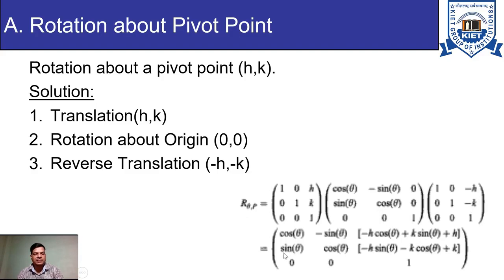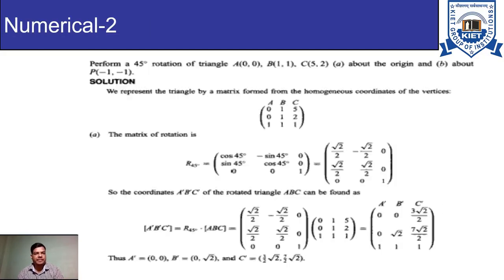matrices, and this is the final matrix that we got: cos theta, minus sin theta, minus h cos theta plus k sin theta plus h; then sin theta, cos theta, minus h sin theta minus k cos theta plus k; then 0, 0, 1. So this is the final matrix, and we can directly apply it in the case where the rotation is about a pivot point.